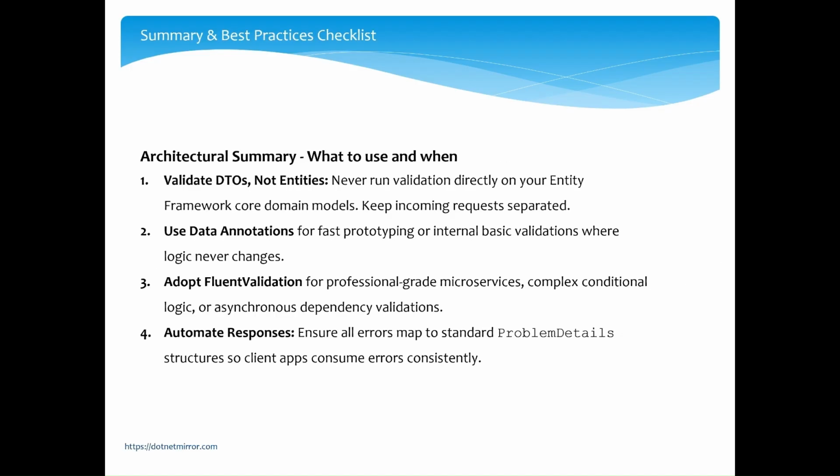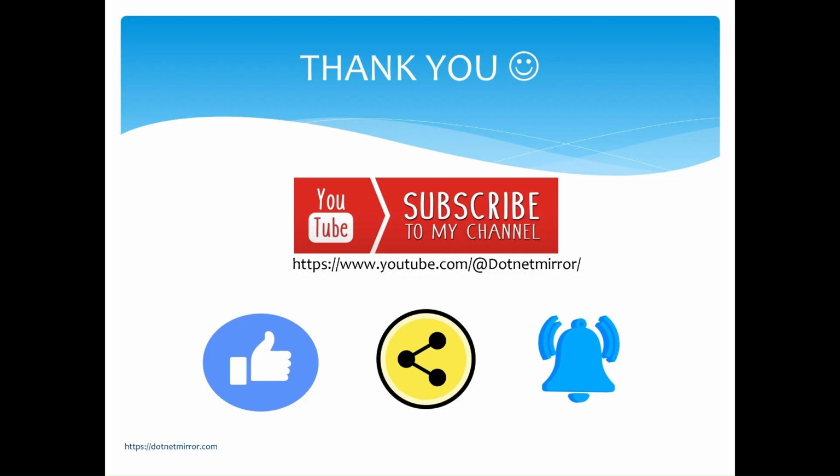Let's wrap up with our architectural best practices checklist. Rule number one, always validate DTOs, never domain or database entities. Keep your incoming request cleanly separated from your data storage models. Use basic data annotations for fast prototyping or internal validation constraints that never change. However, for production microservices, conditional logic, or database backend checks, adopt fluent validation to keep your code clean and maintainable. Finally, make sure all your validation failures map back to standardized problem details responses so your client applications have a consistent experience. That covers our complete implementation of model validations in ASP.NET Core Web API.